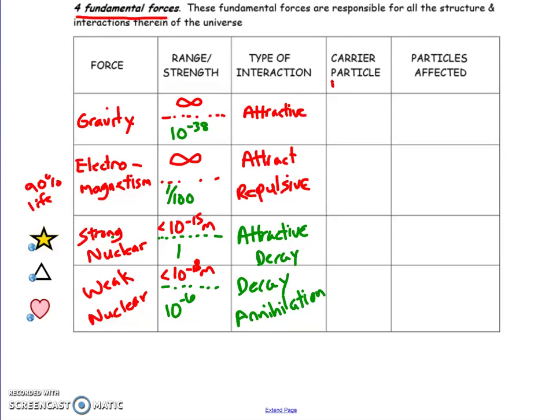Okay, so the carrier particles have an important property. They're bosons, which we'll talk about later, whereas the mass particles are fermions. So let me give you what these carrier particles are, and then we'll talk about how they're affected, and that's probably as far as we'll get today. All right, let's start with electromagnetism.